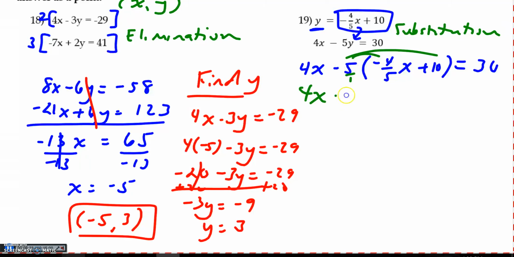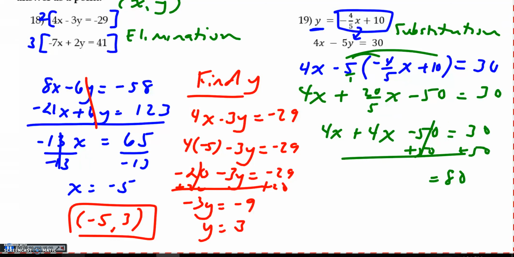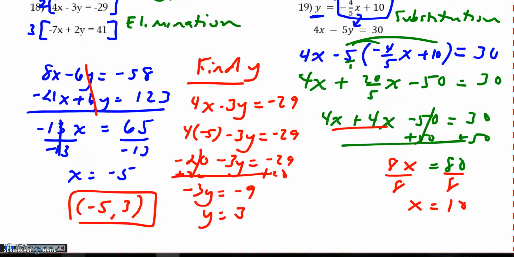So negative times negative gives me a positive. 5 times 4 is 20. 1 times 5 is 5. So we have 20/5 x. Negative 5 times 10 is minus 50 equals 30. 20/5 is really 4x. So we have 4x plus another 4x minus 50 equals 30. If I add the 50 to the other side, I would get 80 over here. And if I added these together, I would get 8x over here. If I divide by 8, I get x is a positive 10.